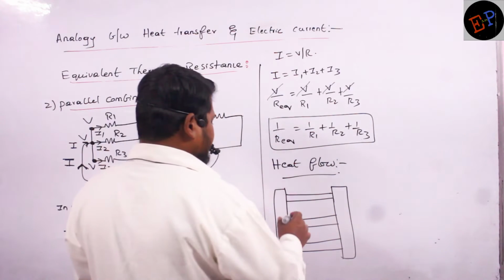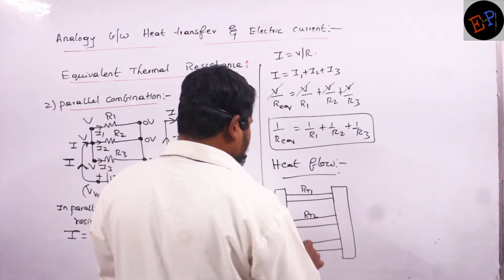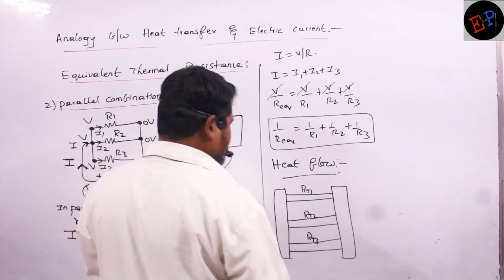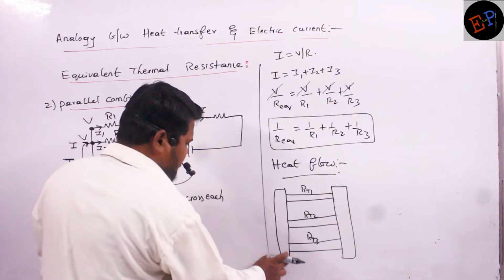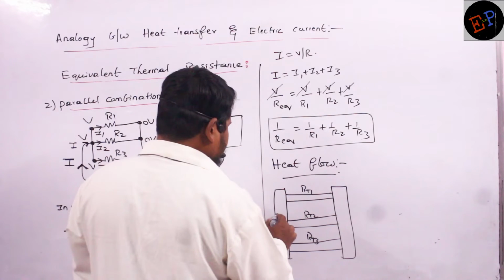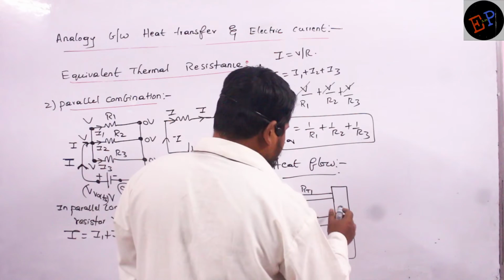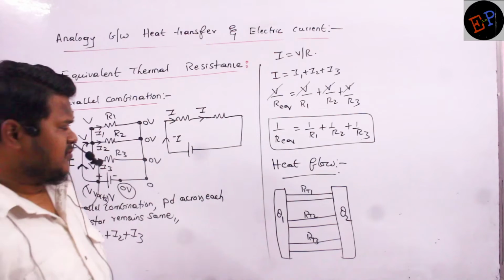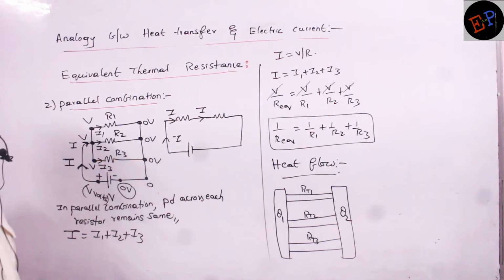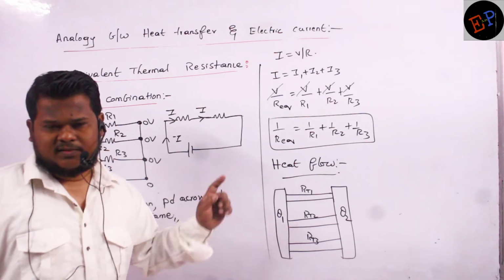Thermal resistance of the first rod is RT1, of the second rod is RT2, and of the third rod is RT3. Understood? So all these rods are maintained at the same temperature, theta 1, and the other ends of all 3 rods are maintained at a common temperature, theta 2. So the potential across every rod is the same, that is, the temperature difference across every rod is the same.